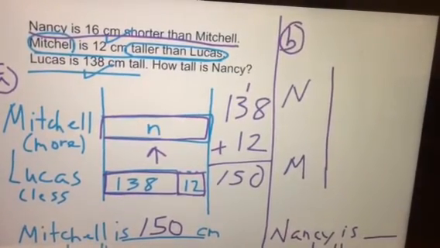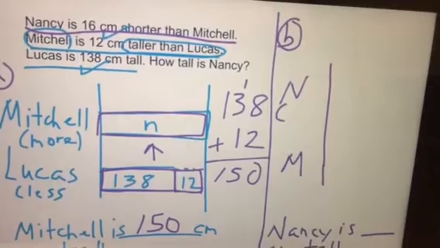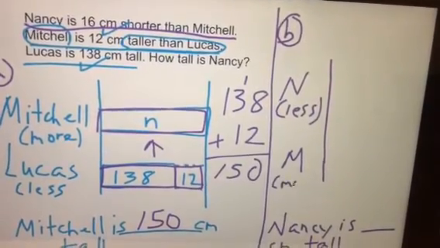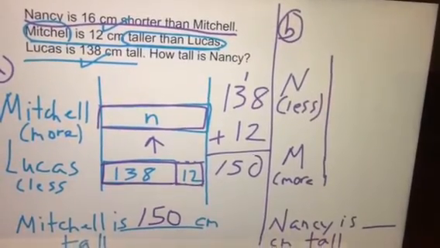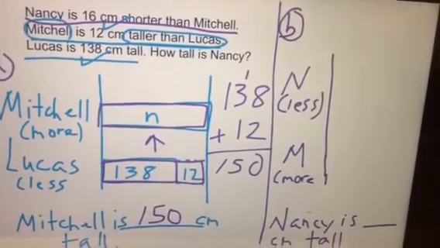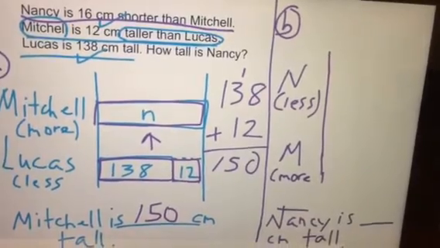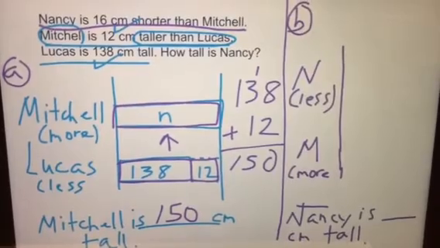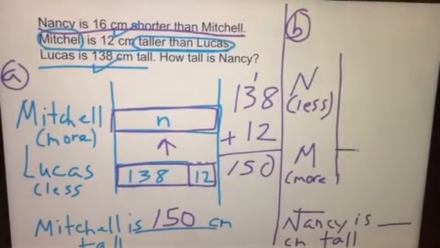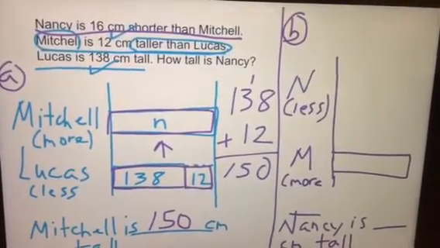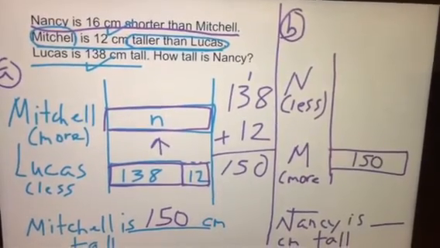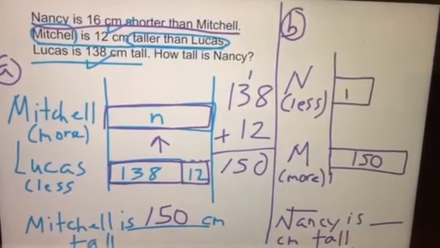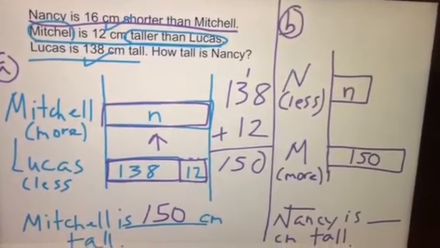Okay, so who has more and who has less? We just said that she's shorter than Mitchell, so Mitchell is more. Let me scoot the screen over a little bit. Oh, I can't scoot it. Okay, we'll just work on this as it is. So Mitchell is more. We know that he is 150 centimeters tall. Nancy is less, and she is our unknown number.